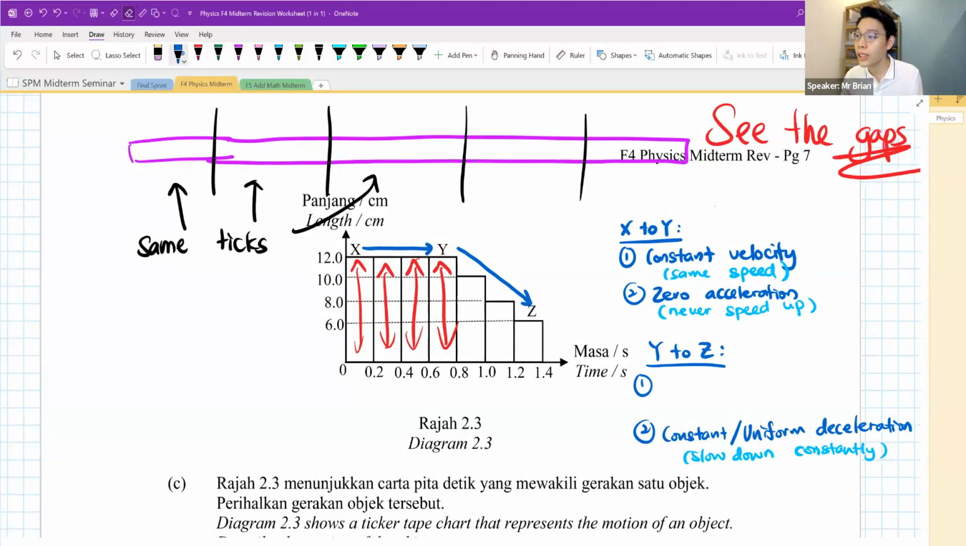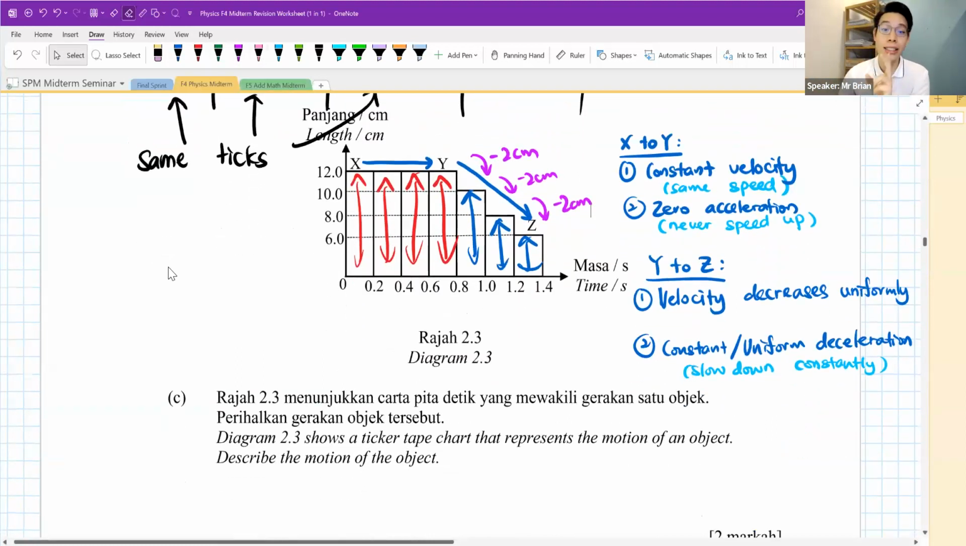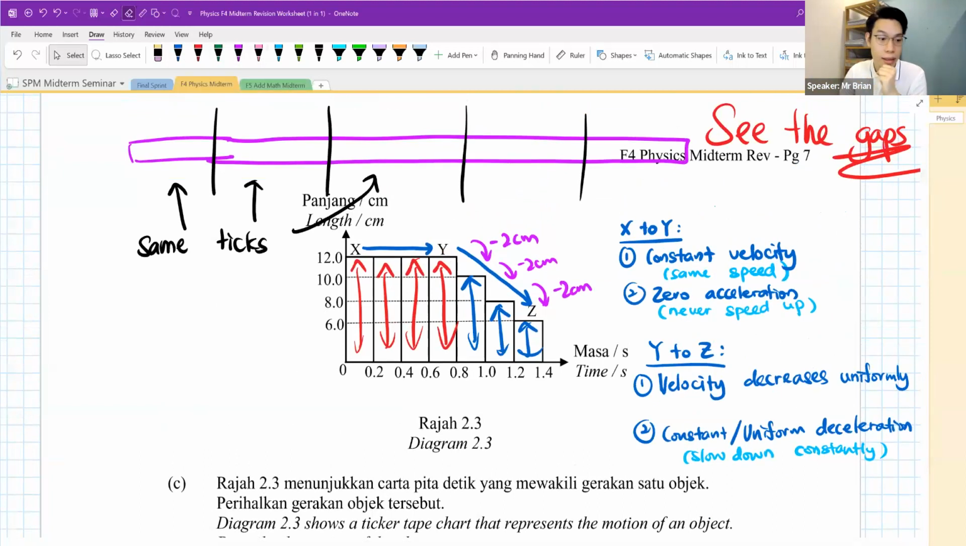You can also say velocity decrease. Is it uniform or not? Yes, it is uniform. How to tell? You see the gap becomes shorter and shorter. Slow down. Bigger gap, speed up. Smaller gap, slow down. Velocity decreases very uniformly. It keeps on minus 2 cm, minus 2 cm, minus 2 cm. So you just write one answer will do. They accept both. Okay, let's look at the next question.